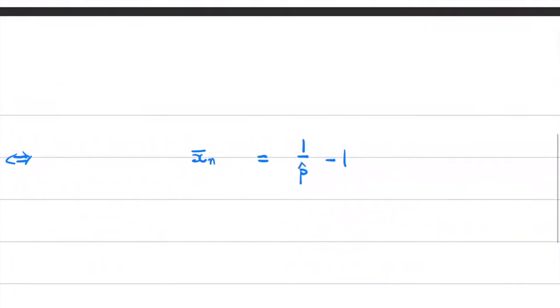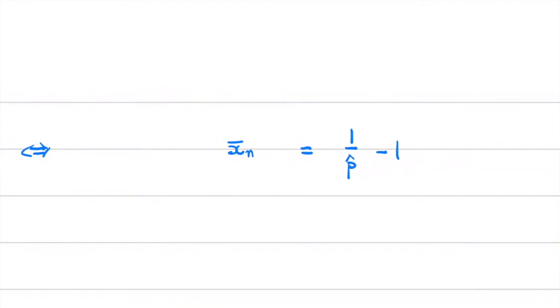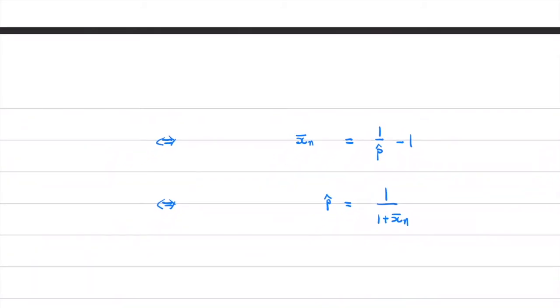And then what I will recognize is that I can in fact add this 1 to the other side, so it becomes 1 plus x bar n on this side, and then flip both sides. And so this leaves me with p hat is equal to 1 on 1 plus x bar n. So we're almost done here. We've found an expression for the maximum likelihood estimate.